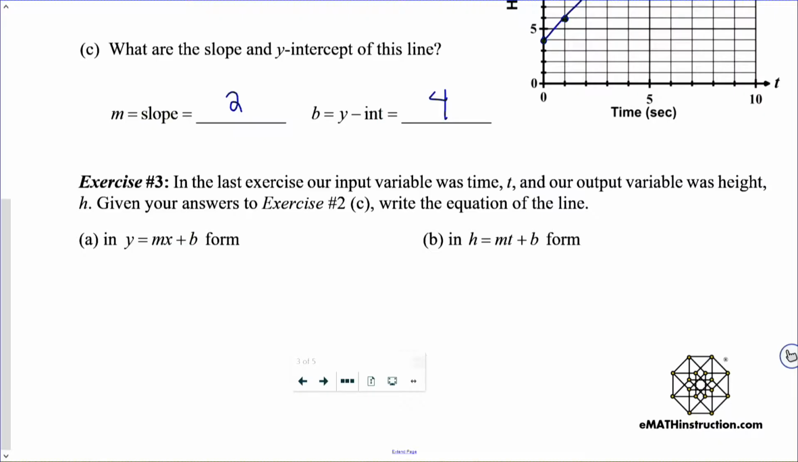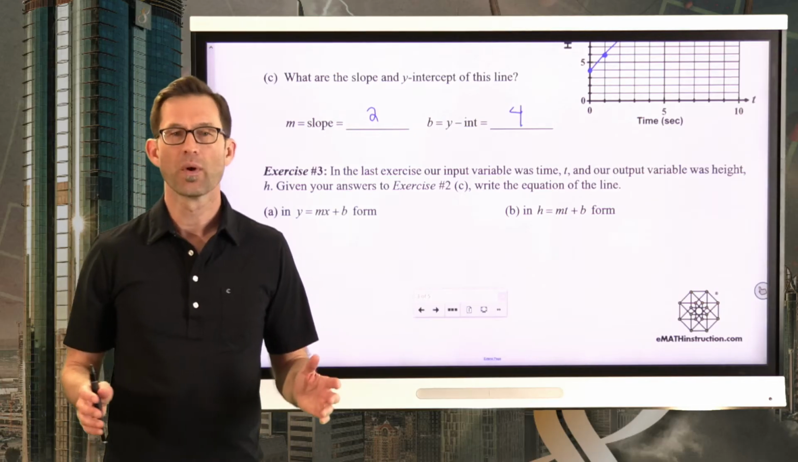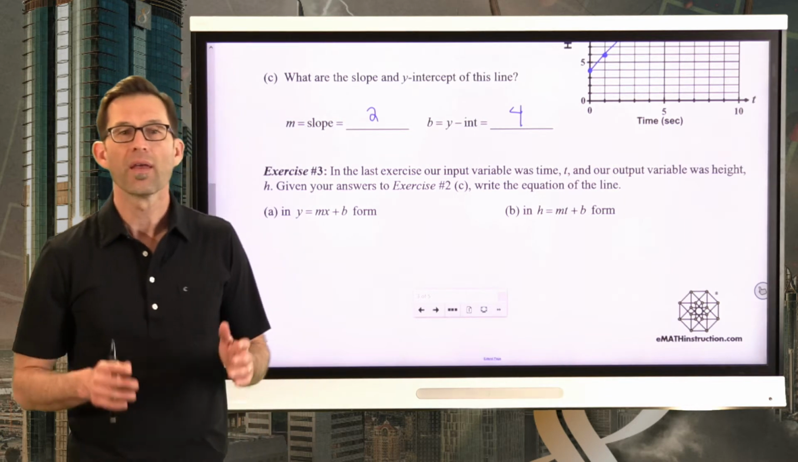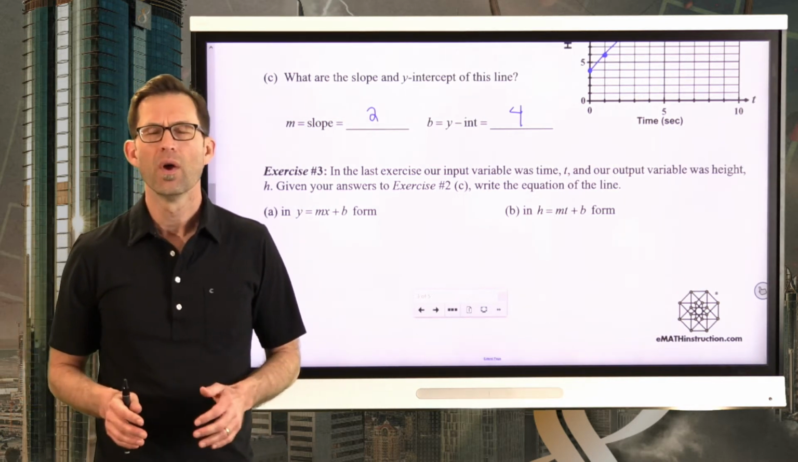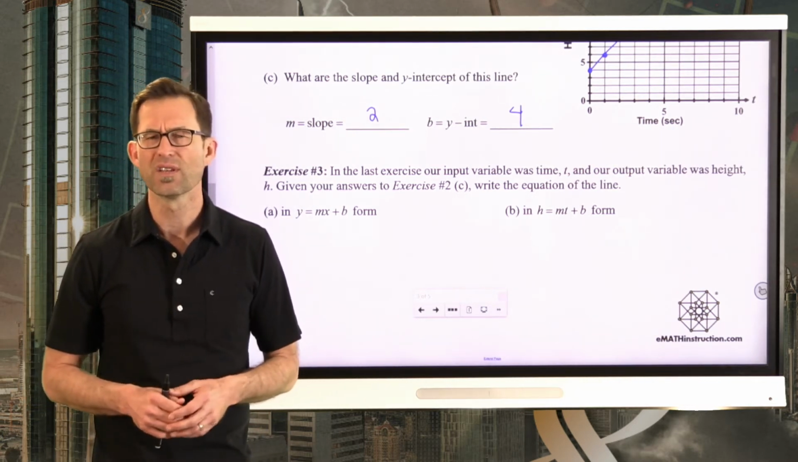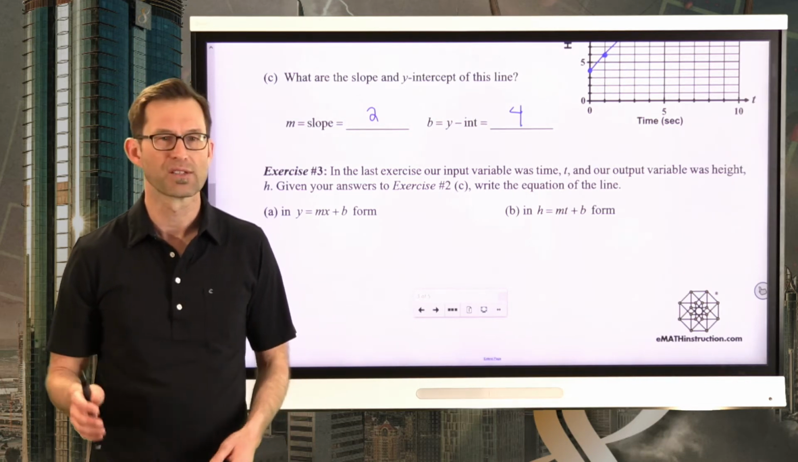Let's take a look. In the last exercise, our input variable was time, t, and our output variable was height, h. Given your answers to exercise 2c, write the equation of the line a in y equals mx plus b form and b in h equals mt plus b form. So here's what I'm getting at with this exercise, right? In the last unit on lines, we always wrote equations of lines as y equals 3/2 times x plus 2.